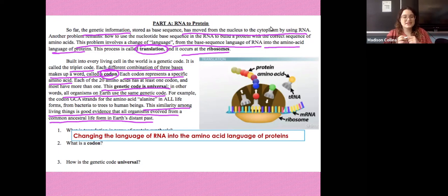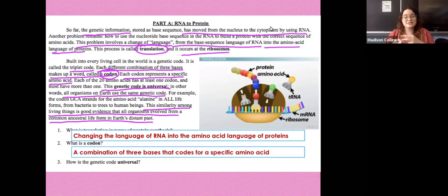Number two, what is a codon? We've heard this word a few times by now. And so hopefully we know that a codon is a combination of 3 bases that codes for a specific amino acid. And remember those amino acids are going to be combined together to form proteins.